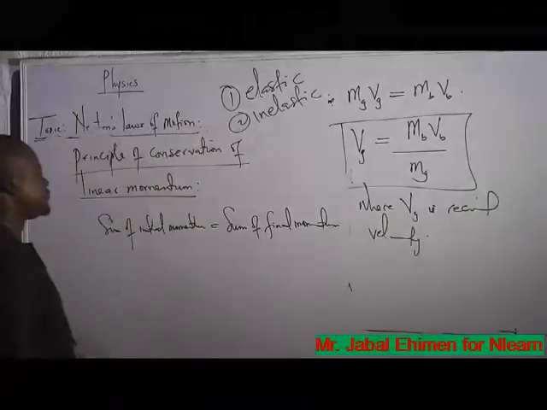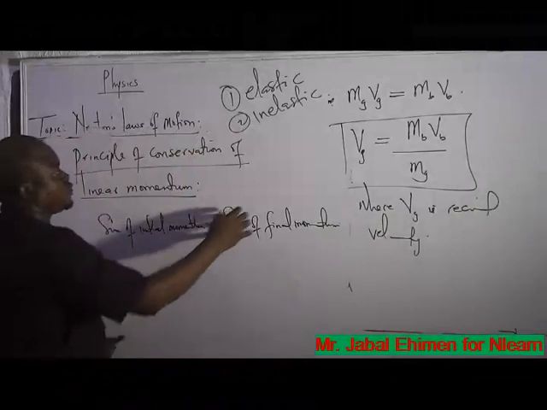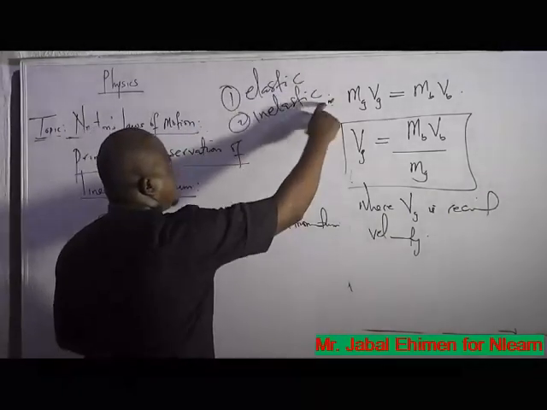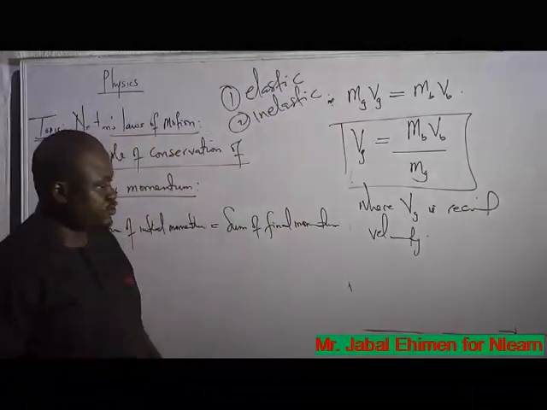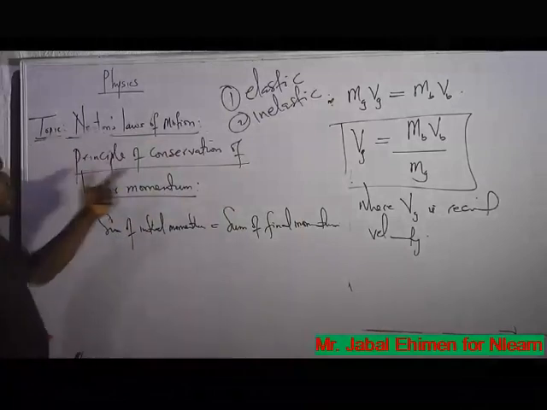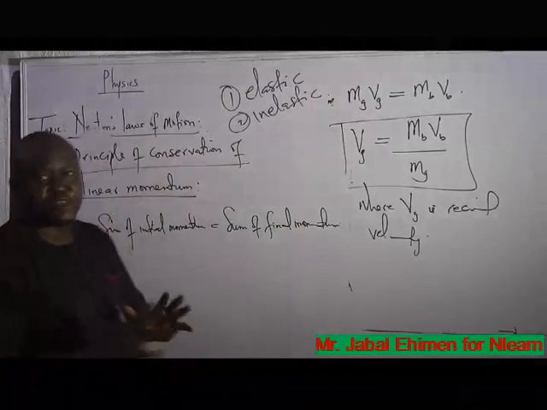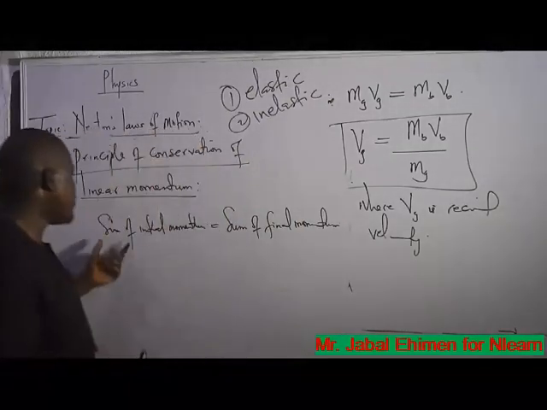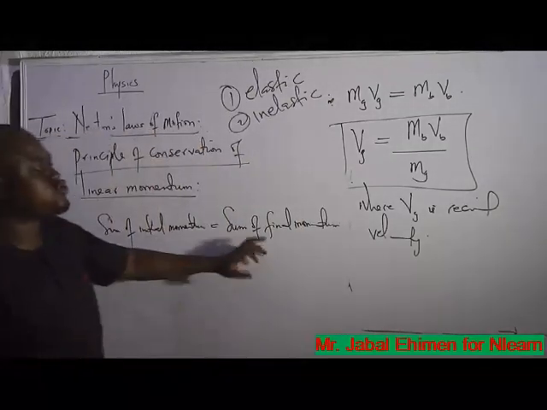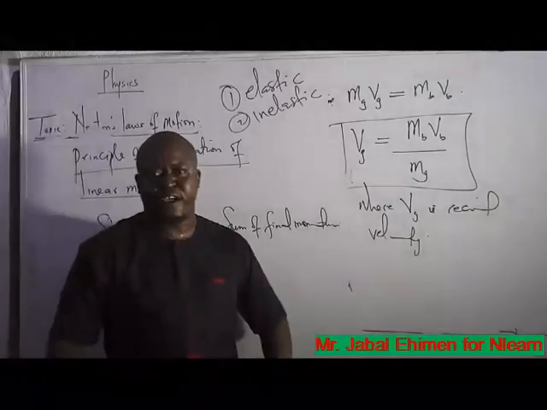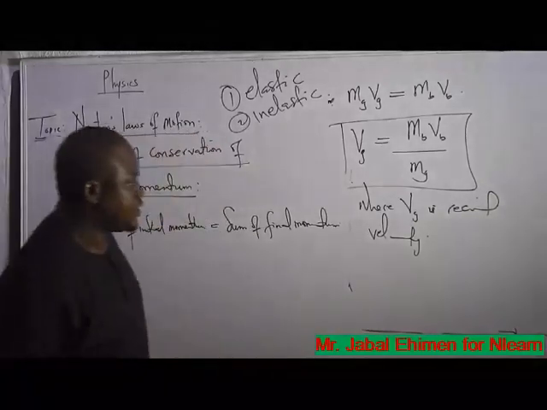Good. Now, we already know that elastic and inelastic are the two forms of collision. And we know that the principle of conservation of linear momentum states that in a system of colliding bodies, the sum of the initial momentum must equal the sum of the final momentum, provided no external force is applied. Beautiful.